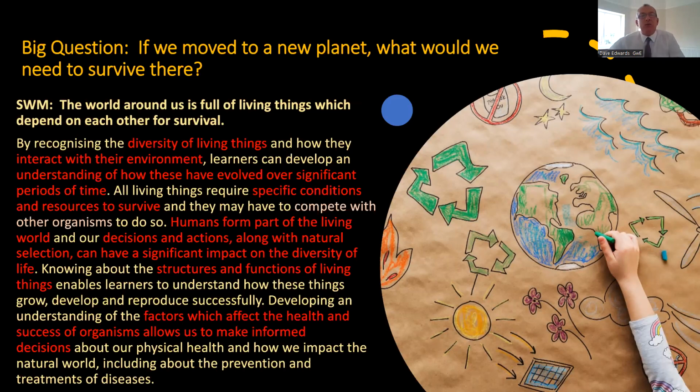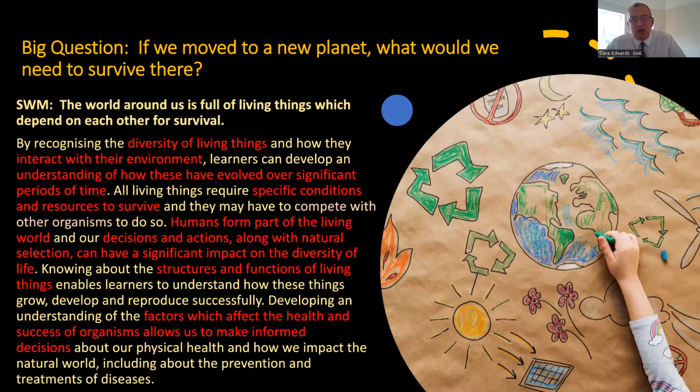Now, if we were to continue with this example of moving to another planet, once the hook has been decided upon, teachers could then decide upon the AoLE and statements of what matters that will be looked at in depth. The big question about moving to another planet naturally leads itself to the Science and Technology AoLE. And in particular, the statement of what matters 3, which focuses on the world around us, is full of living things which depend on each other for survival. The school could highlight the intended key aspects of the statements of what matters that are to be focused upon during the topic. And this example here on this screen shows them highlighted in red.